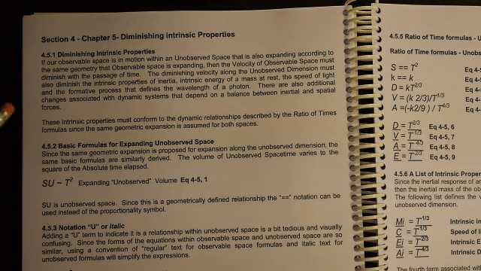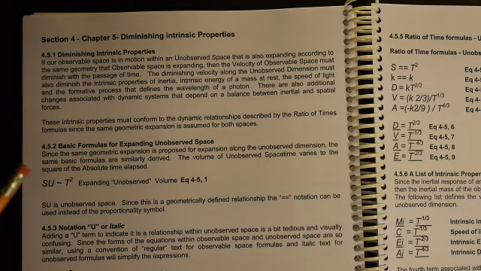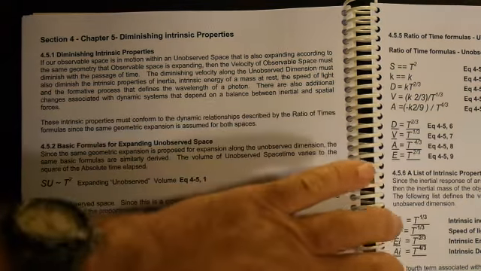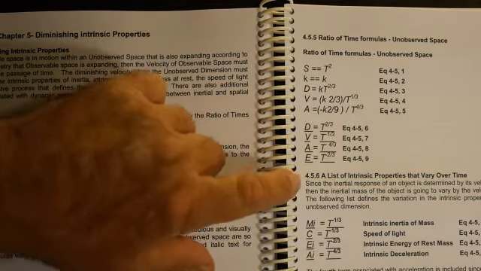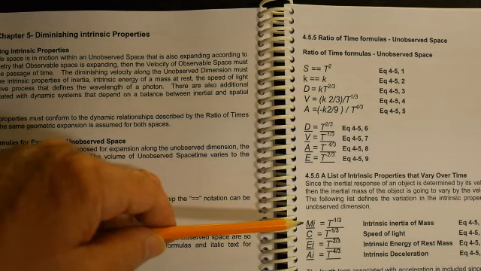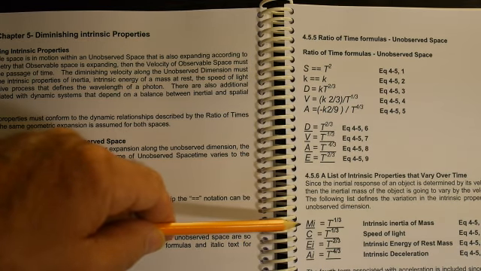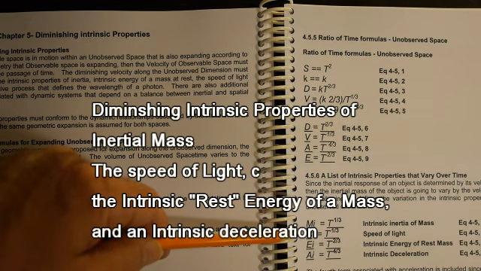There are also additional changes associated with dynamic systems that depend on a balance between what are called inertial and what I call spatial forces, and I'll describe that in a little bit. Now, since the mathematics is basically the same, I won't go through that, the same derivation of how velocities and all that would change within an unobserved space. Okay, now this represents how the inertial property of mass would diminish over the course of time, how the speed of light would vary. Now, this is all associated with the motion along the unobserved dimension.